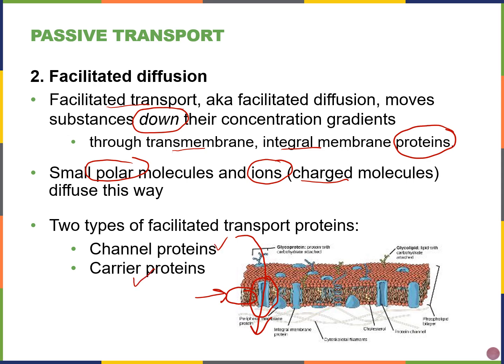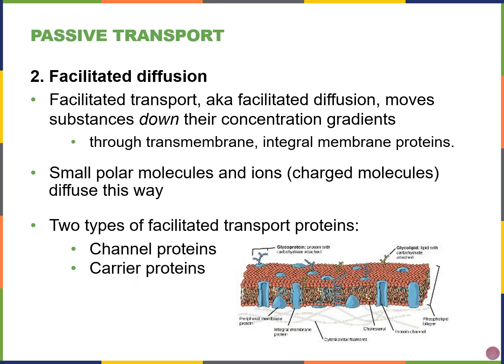carrier proteins. The most common mistake I see students making is that they confuse this need for proteins as a need for energy as well. So again, there is still no energy or ATP needed because we're going down, or with, the concentration gradient.